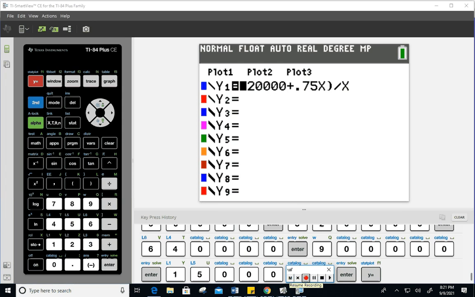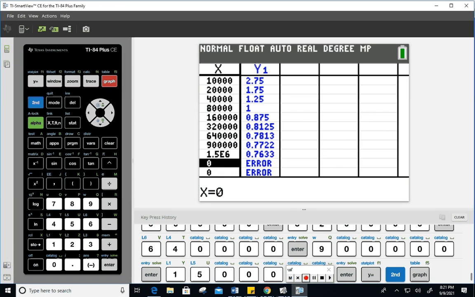Of course, your calculator doesn't know that we're using B instead of X, so just plug in X where I've got B's. And then when you go to the table, you're going to insert the 10,000, 20,000. Well, notice what's happening. For 10,000, it looks like the average cost comes down to about $2.75. For 20,000 bulbs, the cost comes down to $1.75.